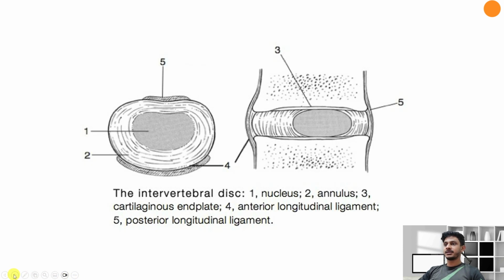Okay, so you can see the inner part contains a jelly-like substance called the nucleus pulposus. The outer part is called the annulus fibrosus, and it also has the structure labeled 3 here, the cartilaginous end plate, the importance of which we'll talk about later. And of course, it's attached anteriorly to the anterior longitudinal ligament and posteriorly to the posterior longitudinal ligament.